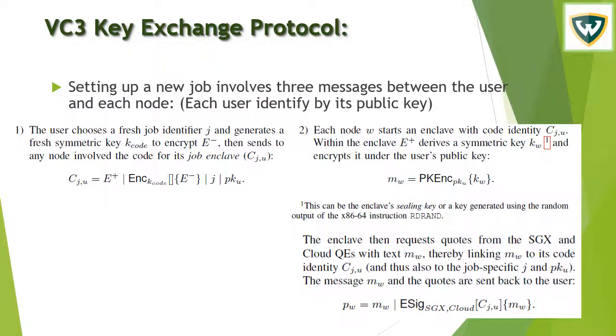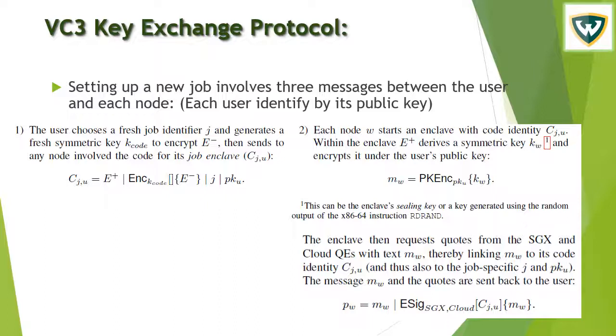Before starting the actual job, VC3 needs to run the key exchange protocol to distribute the encryption key of the private enclave and also the encryption key for the actual MapReduce job encrypted input files. So in order to complete this exchange protocol, we need three different messages.